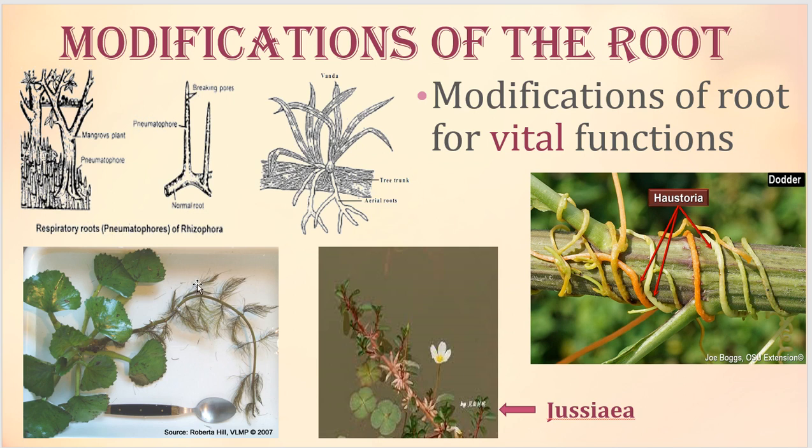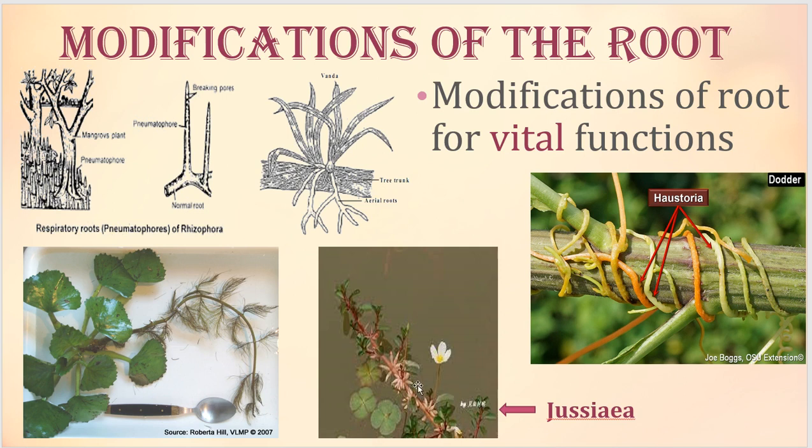Okay, so have a quick recap. The first one, respiratory root. Example, Rhizophora. This is a mangrove plant. Where do mangroves generally grow? In the swampy region. So these pneumatophores will be negatively geotropic and positively phototropic. Through the pneumathodes present on the pneumatophore, they will do diffusion of gases. They will do respiration.